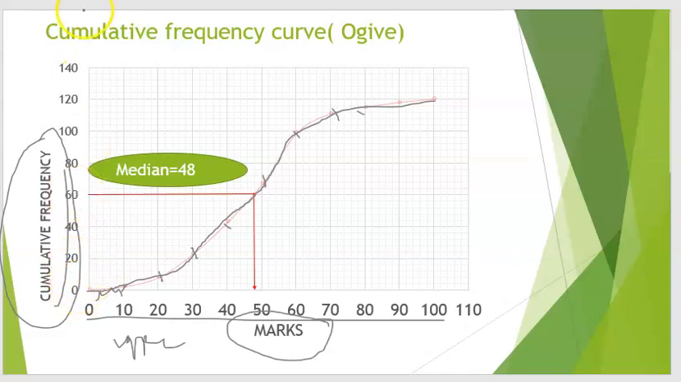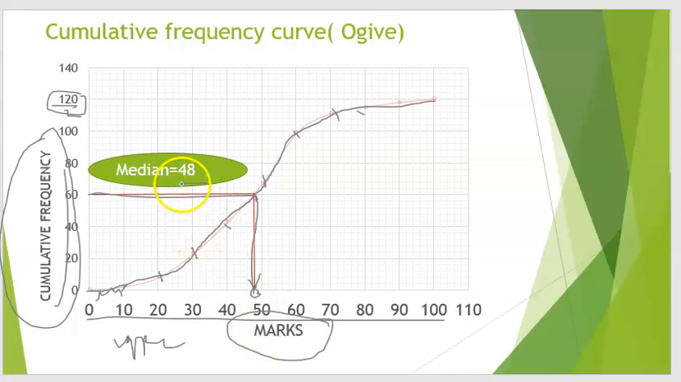Now to get the median, you take the total frequency, which we had as 120, and divide it by 2, which gives you 60. Then you move through 60, draw a straight line to meet that ogive, and at the point of intersection with the ogive, drop a perpendicular line to the x-axis and read that particular value. So the value we read here is indeed 48.